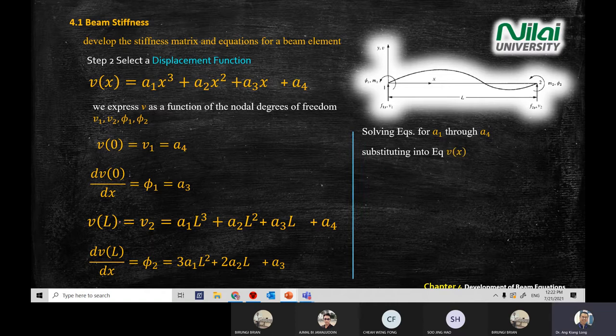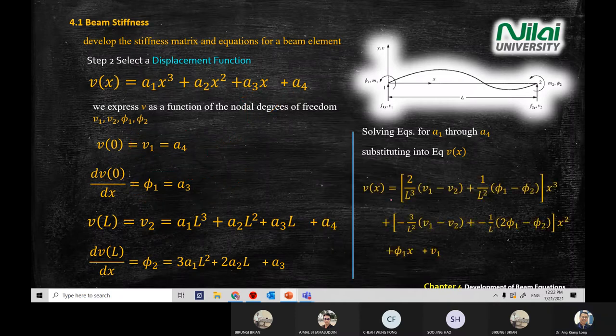Next, you solve for a1 to a4 and substitute into this one. If you start substituting, you know that a4 equals v1, so you substitute this in. You know that a3 is phi1, so put it in here and so on. So you're going to get this lengthy equation, right? So v of x equals so on. When you substitute all this inside here, you find a1 from these four equations, you find a2, a3, and a4. If you look at the equation on the right corner here, there's no a1, a2, a3, a4, but you replace them with these four equations in terms of v1, rotation 1, L, and rotation 2.